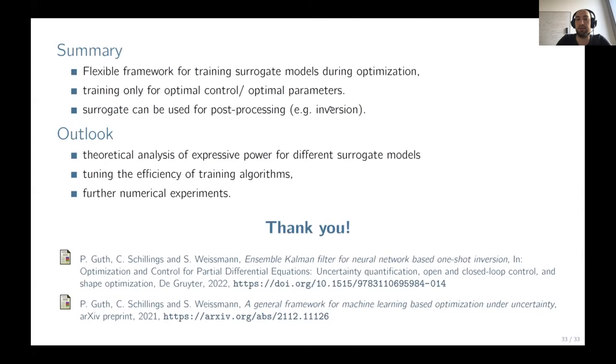And as an outlook, of course, we are interested in deriving some approximation results. So can we solve those constraints exactly, and how large should the surrogate be in this setting? On the other side, we are interested in tuning the efficiency of the training algorithms, for example, including some variance reduction method for the stochastic gradient descent. And of course, our numerical experiments were not too extensive. So this could also be a further direction, to test the whole ideas on other, more extensive numerical experiments.